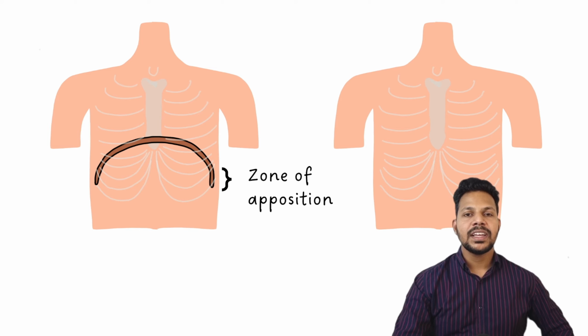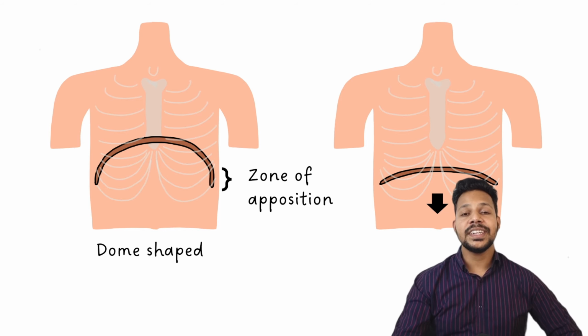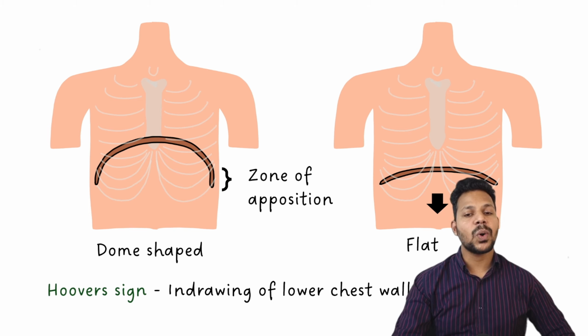But in COPD, because of the hyperinflated lung, the diaphragm is already flattened, and with further inspiration of air, the diaphragm contracts more and it will pull the inner margins of the lower rib cage inwards. This indrawing of the lower chest wall due to further contraction of the flattened diaphragm is called the Hoover sign.